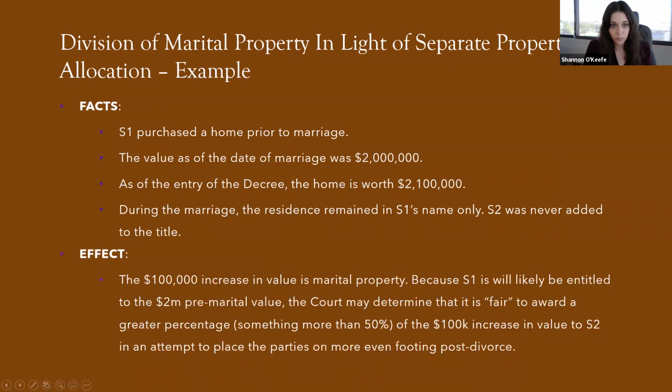In this case, then, the $100,000 increase in value is marital property, and the $2 million premarital value is S1's separate property. Because S1 will likely be entitled to the $2 million premarital value, the court may determine that it is fair to award a greater percentage, so something more than 50% of the $100,000 increase in value to S2 in order to attempt to place the parties on more even footing post-divorce. So the court is considering the fact that S1's got $2 million, and maybe if this is the only asset, maybe the only marital property is this $100,000. So you're looking at $2 million versus $100,000. The court can't make it equal, but it can make it more fair than dividing up this $100,000 50-50. So spouse 2 only gets $50K, and then spouse 1 is walking away with $2 million plus $50,000. Doesn't feel very fair. Doesn't feel very equitable.